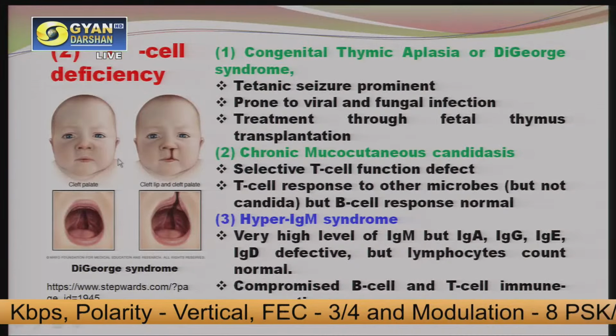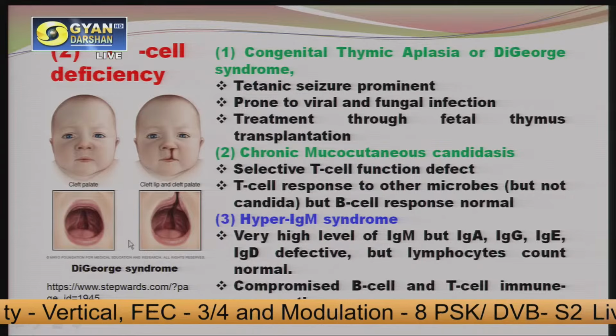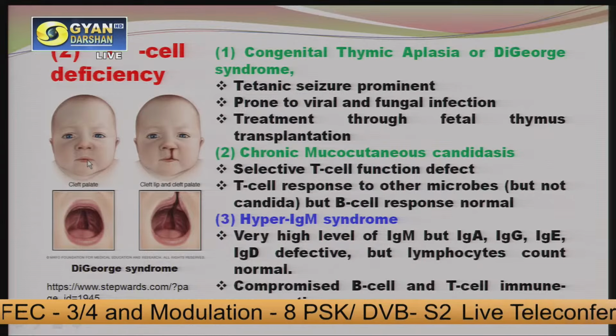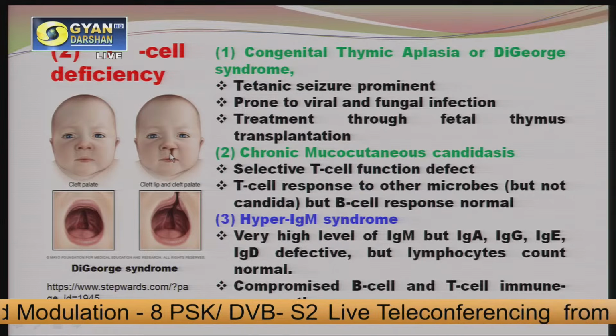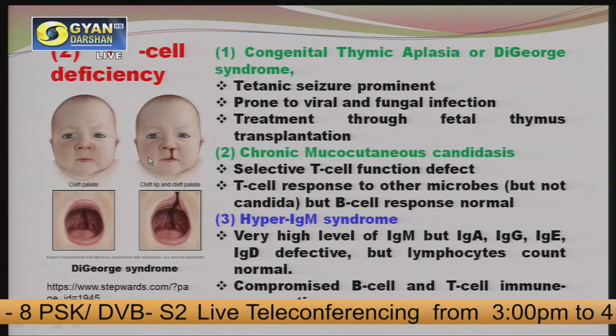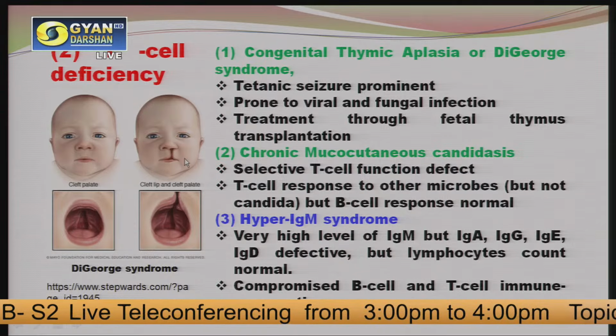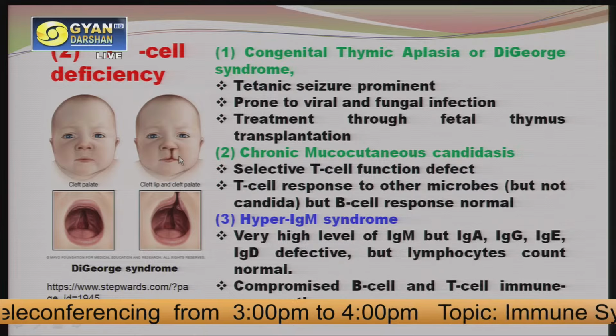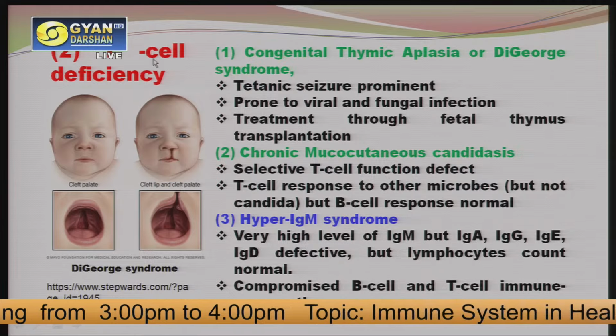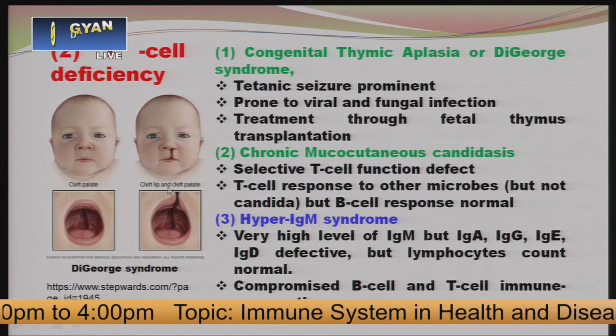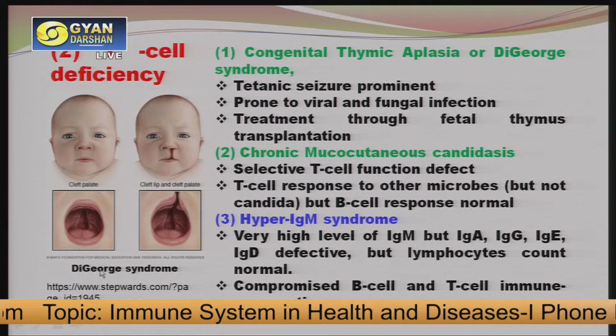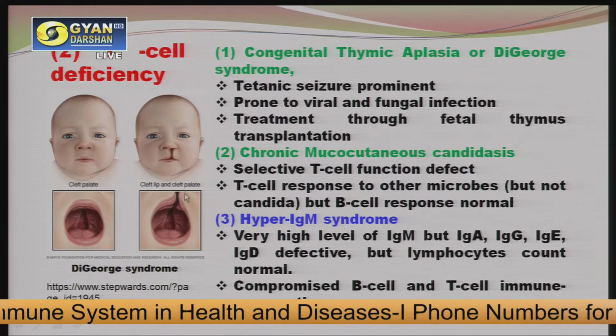Another is the T cell deficiency. The T cells, as I have already discussed, are generated in the bone marrow but mature in the thymus. If T cell deficiency takes place, DiGeorge syndrome will occur in the babies.